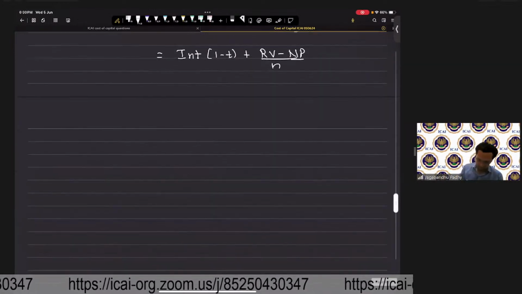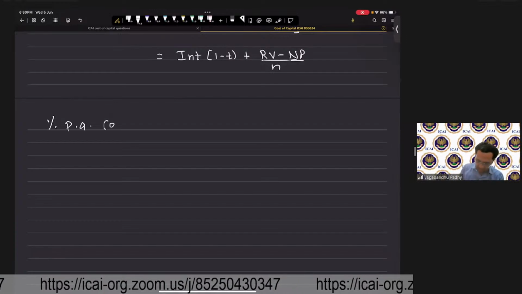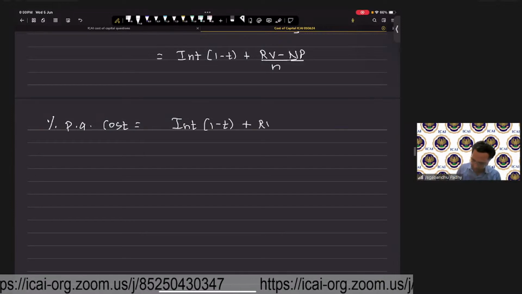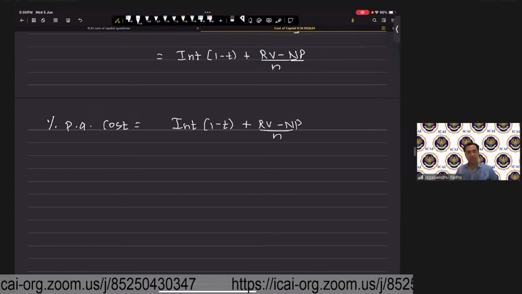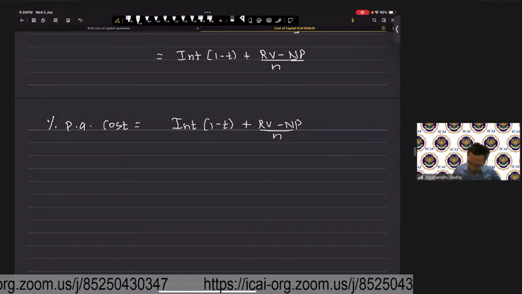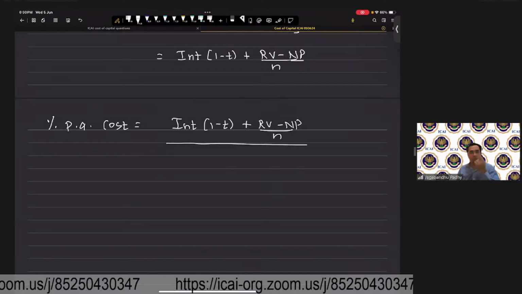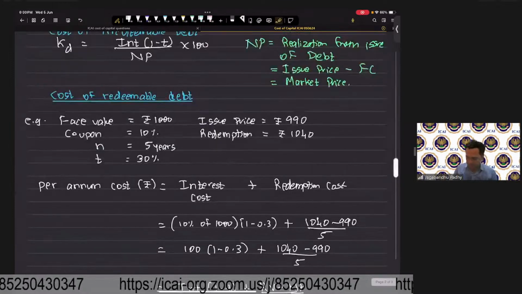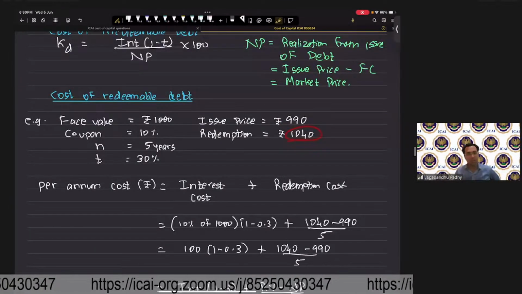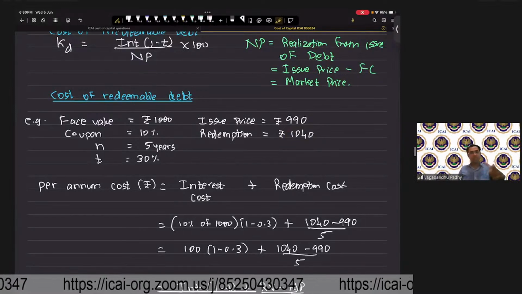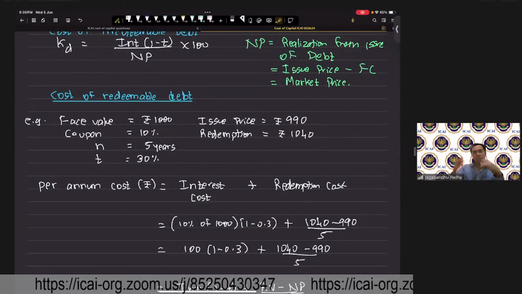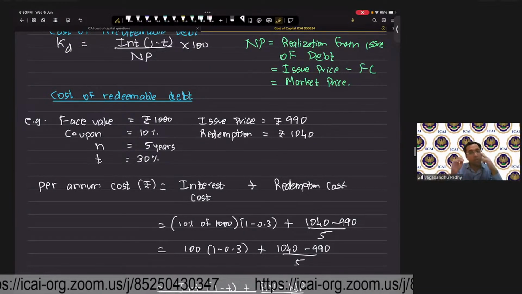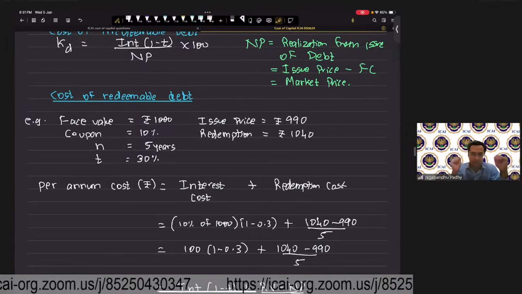Now, if I want to calculate percentage per annum cost, of course, this numerator, interest into 1 minus t plus redemption value minus net proceeds by n, this entire thing has to be divided by a certain principal amount. So what will be that principal amount? See, we got 990 and we are going to make repayment of 1040. So our principal outstanding is slowly growing from 990 to 1040 over a period of 5 years.